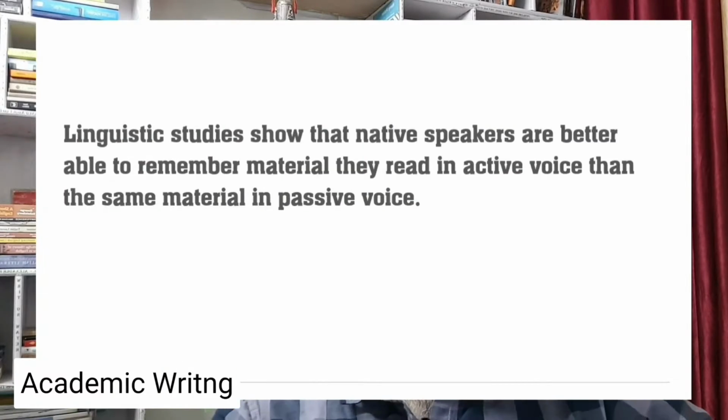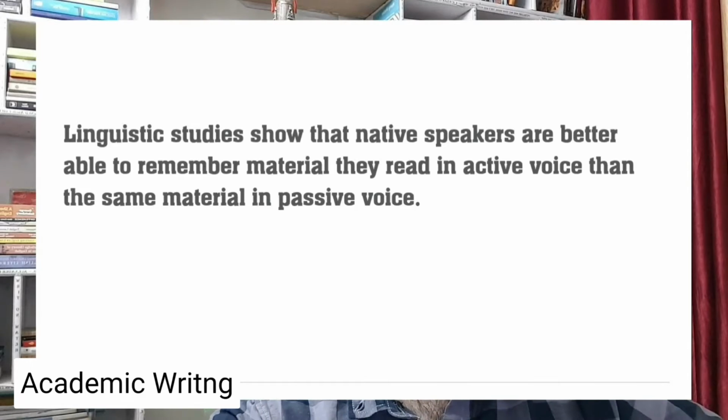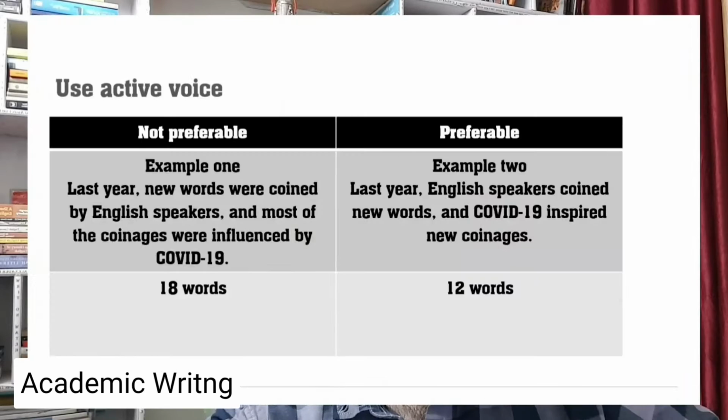Rule number 1, use active voice over passive voice. But why? The basic word order of the English language is subject, verb, and object. Linguistic studies show that native speakers are better able to remember material that they read in active voice than the same material in passive voice.